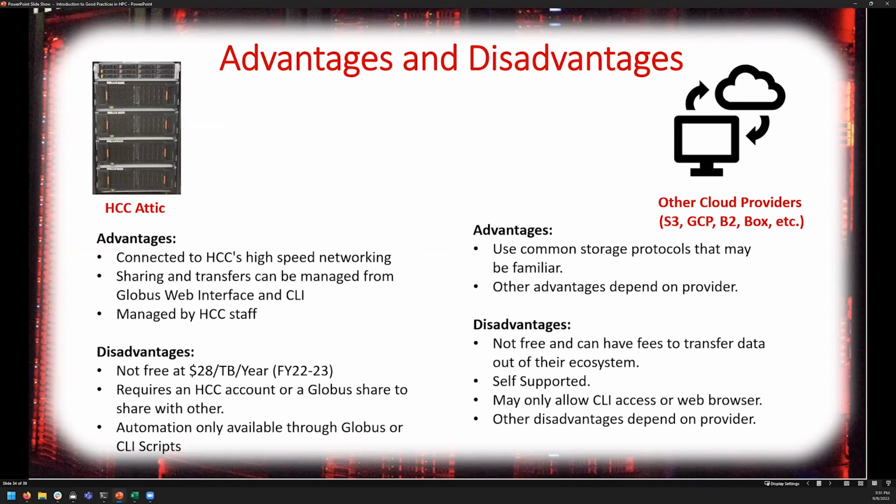HCC's Attic is connected to our high-speed networking, which means that basically if you're copying from Crane or Swan to Attic, it's going to be as fast as it possibly can go, especially since they're pretty much in the same room as each other. So there's going to be no limit there. Sharing can be done through the Globus web interface, which makes it easier to share with external collaborators as well, especially compared to OneDrive. And the storage is entirely managed by HCC staff, though you would still have to set up the backup process yourself. The disadvantage to it, though, is that it does cost money at $28 per terabyte per year.